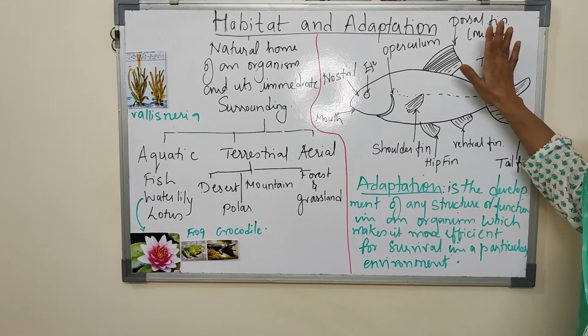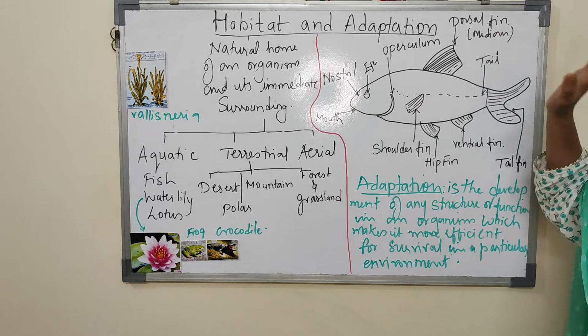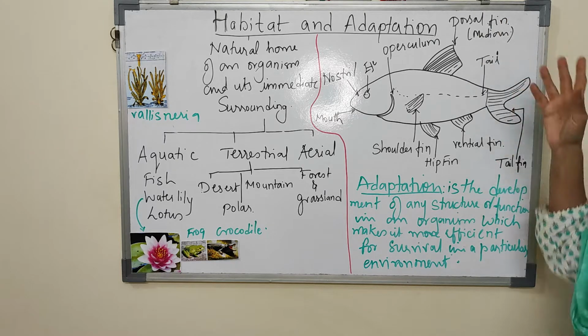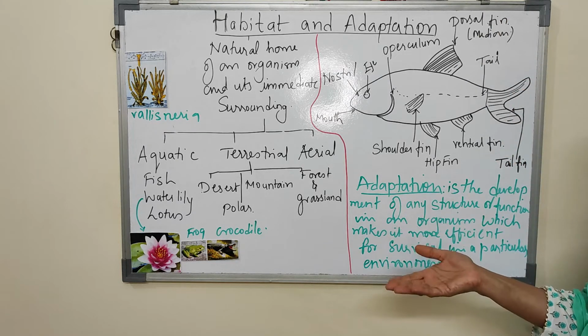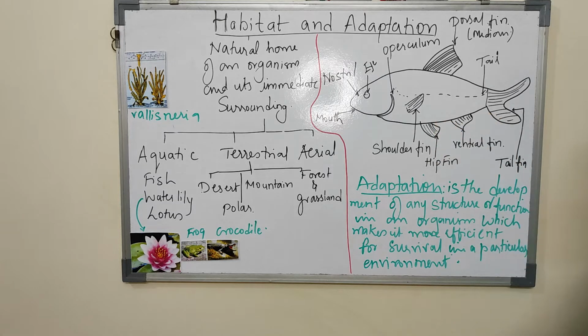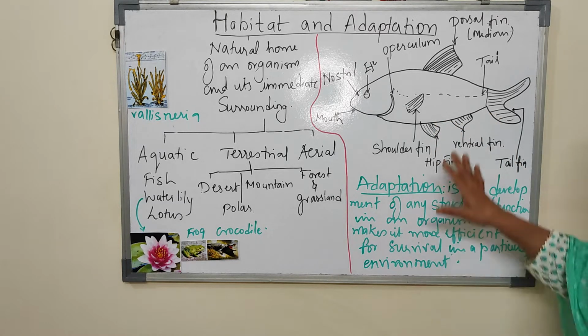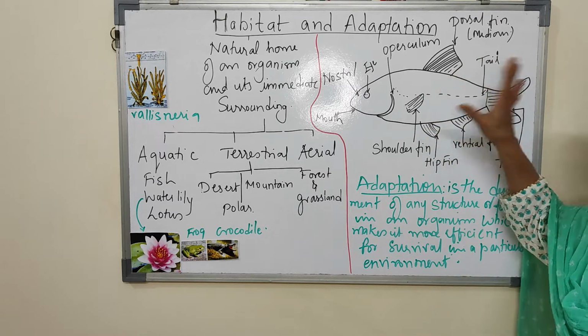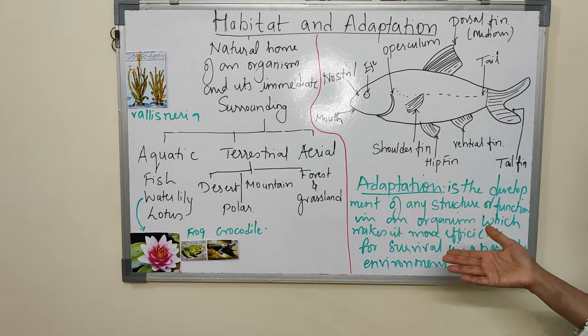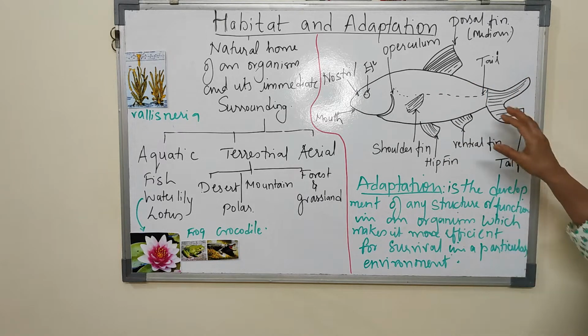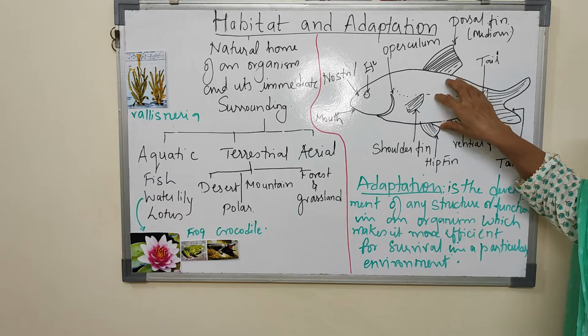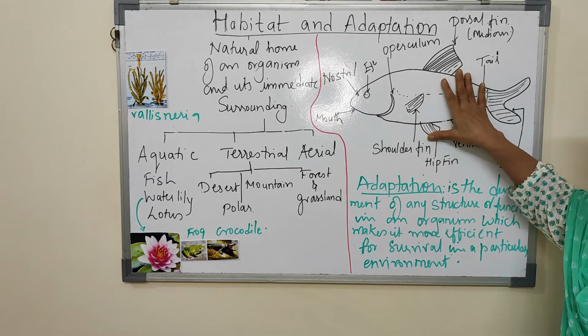Living in water. Water is its habitat. It cannot live without water. If you bring fish out of water, it will die because it has adapted to live in water. It's an aquatic animal. Now, along with fins, what other adaptation it has done to survive.